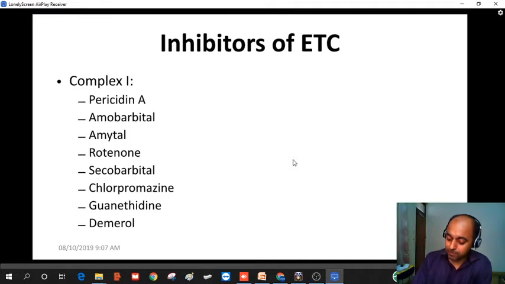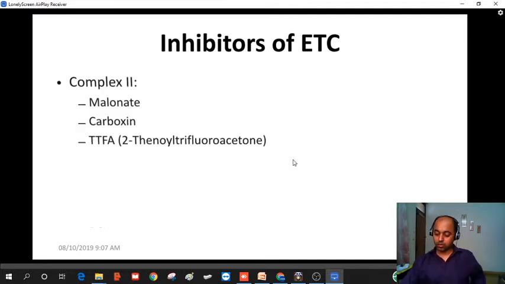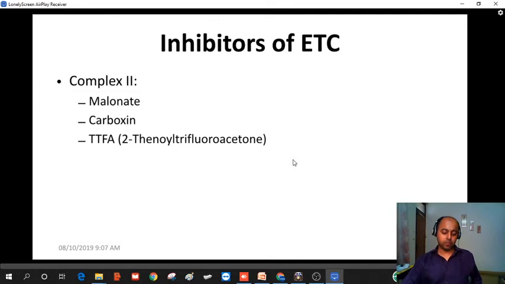Inhibitors of complex 1: piericidin A, amobarbital, amytal, rotenone, secobarbital, chlorpromazine, guanethidine, and meperidine. Inhibitors of complex 2 are malonate, carboxin, TTFA.